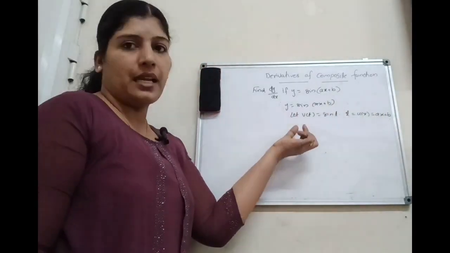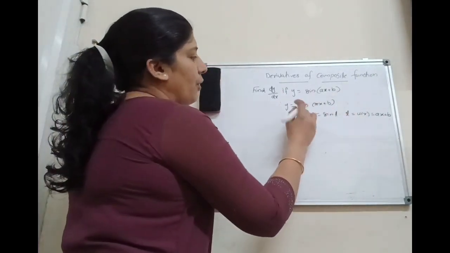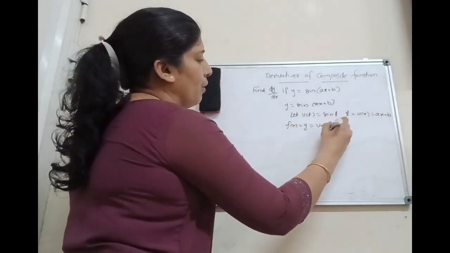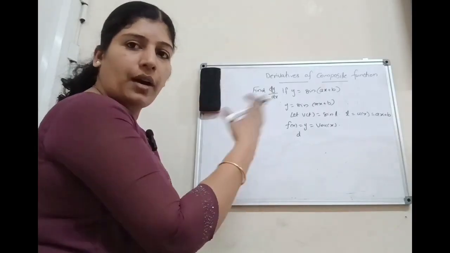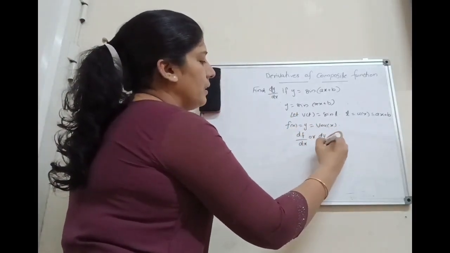Therefore, y can be expressed as the composition of two functions v and u. That is, f of x, it is equal to y equal to v composition u of x. Next, we can consider df by dx or dy by dx. That is, f dash of x or y dash. That is, df by dx or dy by dx. What is dy by dx here?